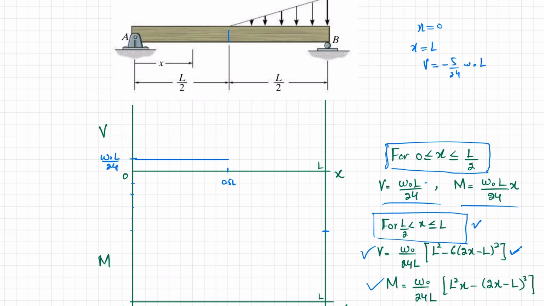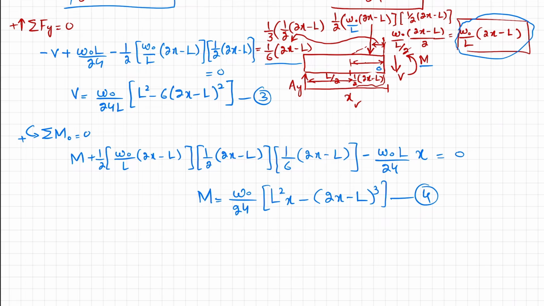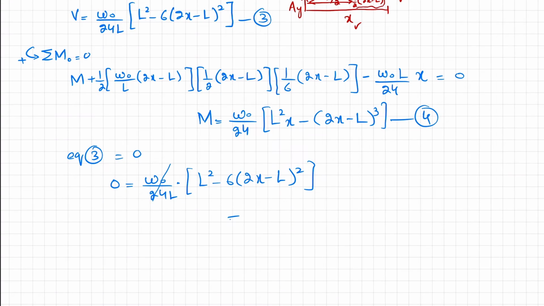Now in between these two, we will have a shear force equal to 0. So how can you find it? We will show you that if you put equation number 3 equal to 0, it means the shear force is equal to W naught over 24L into L square minus 6 into (2x minus L) whole square. The product of these two numbers is equal to 0. Since W naught is not equal to 0, it means that L square minus 6 into (2x minus L) whole square is equal to 0.